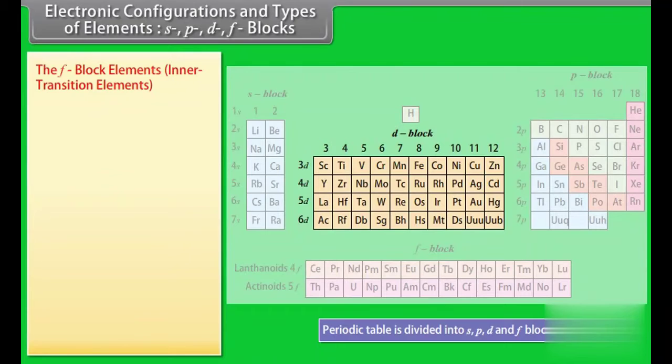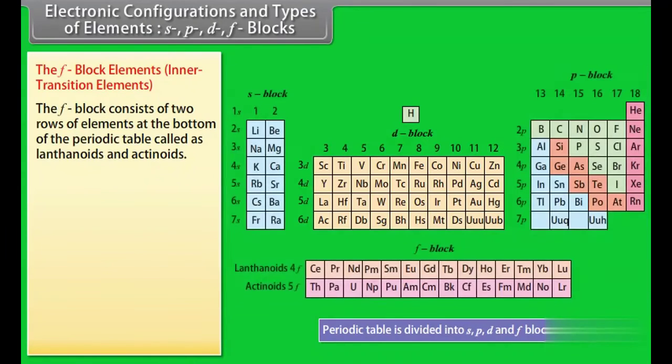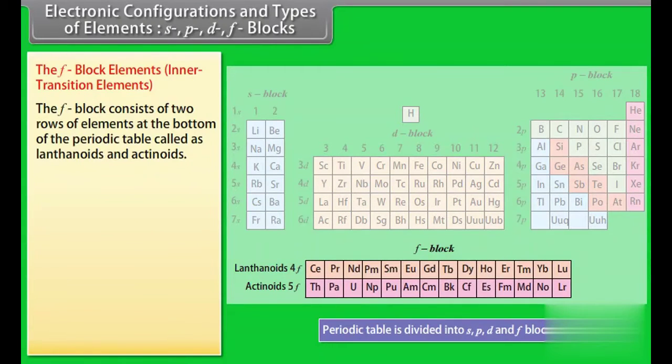The F block elements. Inner transition elements. The F block consists of 2 rows of elements at the bottom of the periodic table called lanthanoids and actinoids. Their general electronic configuration is given. Metals, nonmetals and metalloids.